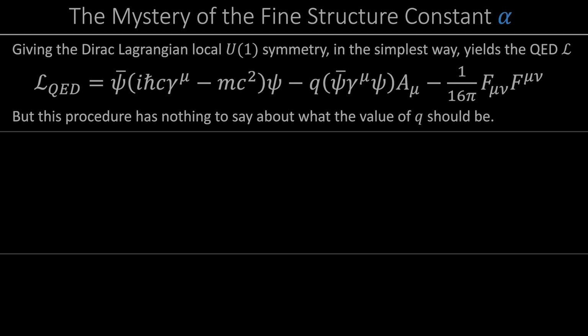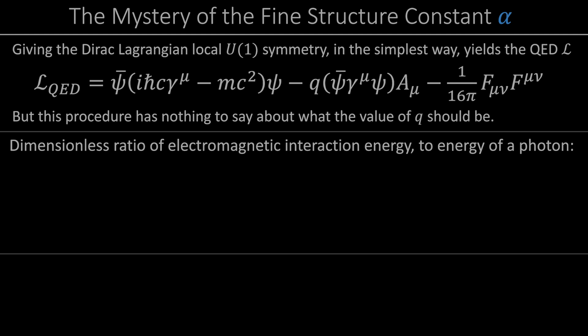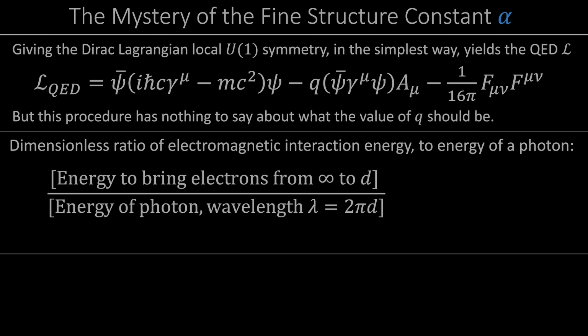But at the end of the day, the mysterious ratio is the ratio between the strength of the electromagnetic interaction and the energy of a photon. And so one really clean way to look at this ratio is to just make a fraction, and on top, you put the energy required to overcome the electrostatic repulsion of 2 electrons. So if you bring them together from infinitely far away, and you pull them together to some distance d, then the energy required to do that in Gaussian units is q squared over d. And then we're going to divide that energy by the energy of a single photon whose wavelength is 2 pi times that distance.